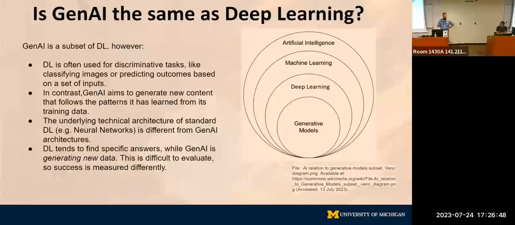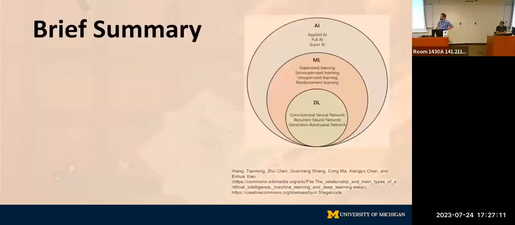But when you're trying to generate a picture of Ann Arbor, how do you decide what's the best picture of Ann Arbor? Is it something you like the most? Is it the one that fits the training set the best? Or is it one that has this most colorful, the prettiest one, the one that's most realistic? That's really hard to evaluate. So generative AI has its own types of evaluation functions as well. So brief summary, we have AI, ML, DL, and then generative AI inside that.